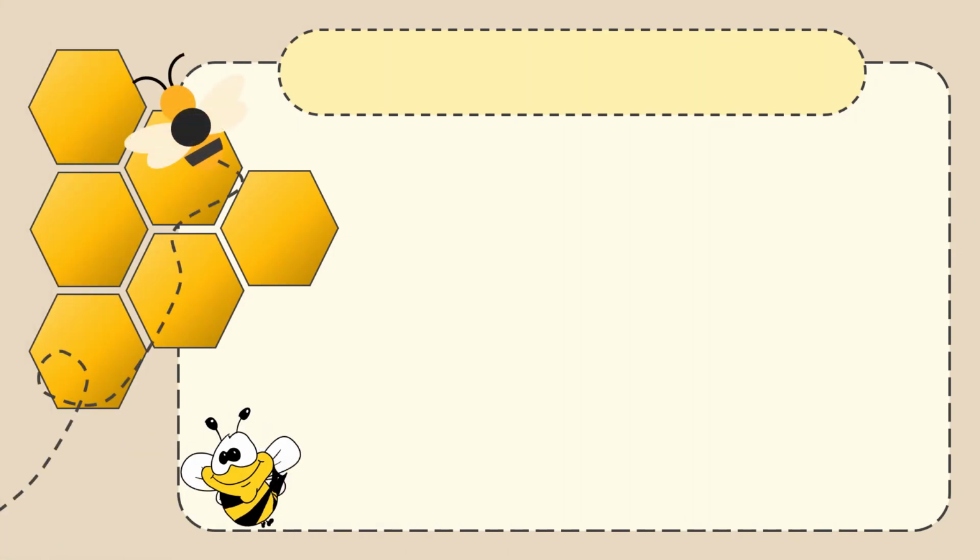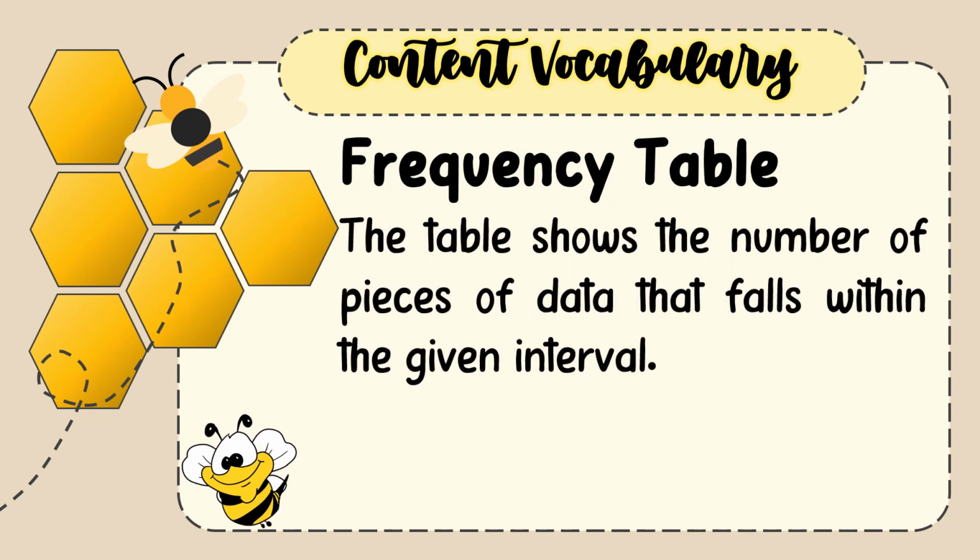Now let us have the frequency table. The table shows the number of pieces of data that fall within the given interval. So this is a very common one, and this is an example of a frequency table.